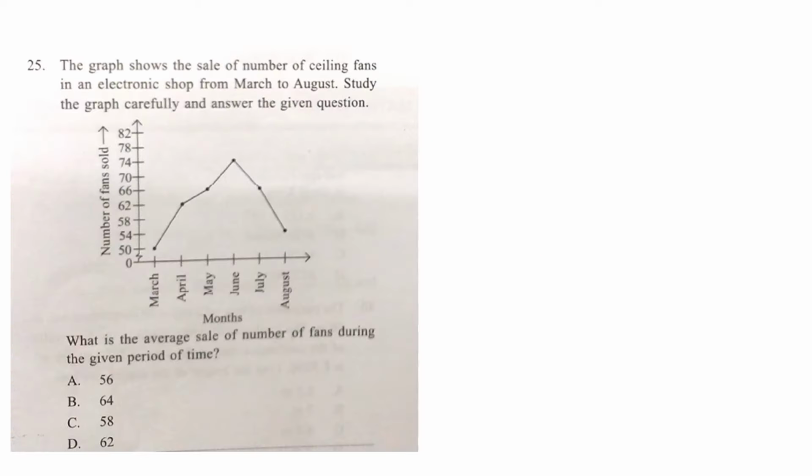Now next question number 25. The graph shows the sale of number of ceiling fans in an electronic shop from March to August. Study the graph carefully and answer the given question. So you have to find the average sale of number of fans during the given period of time. In the graph, number of fans sold is given in the months from March to August, and you have to find the average of it.